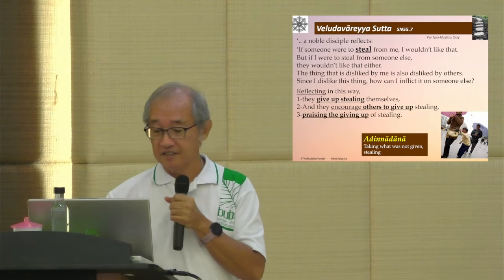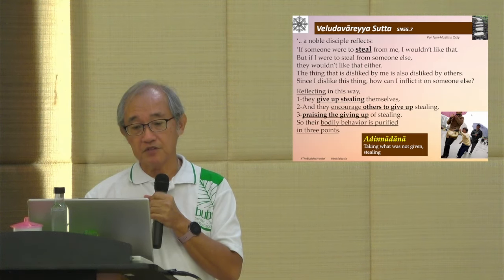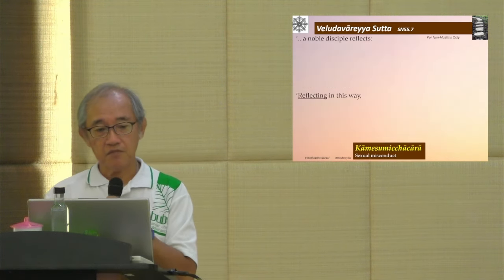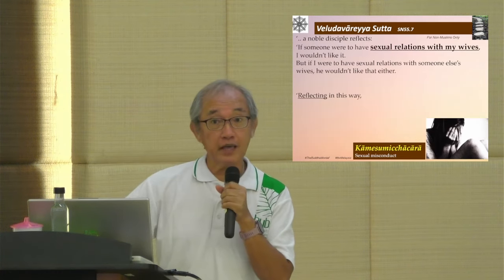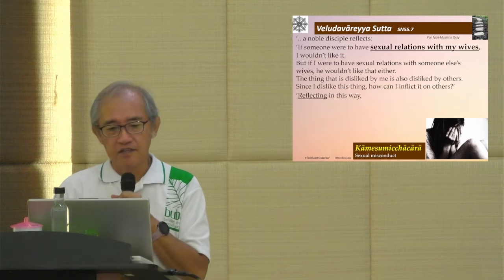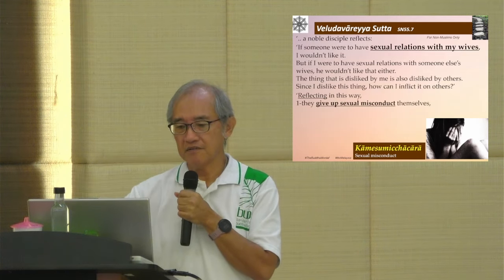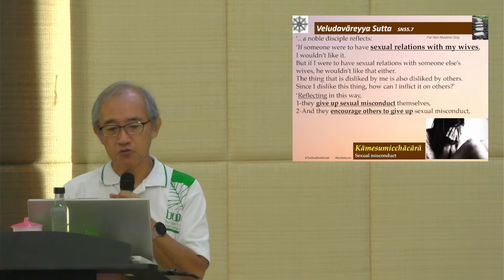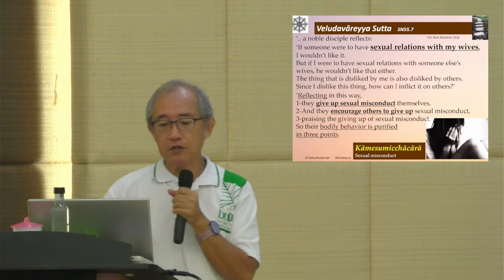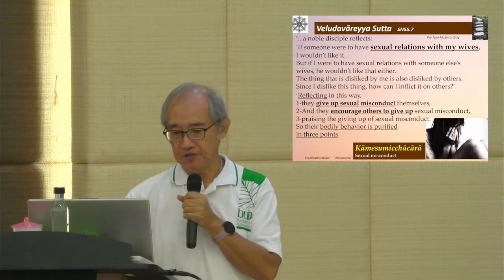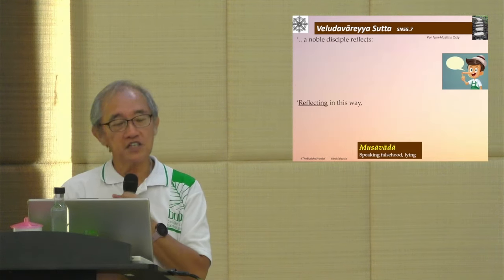Very simple, isn't it? And this goes on actually for what they call the other aspect of the precepts. They're talking about if someone were to have sexual relationships with my wife. In those days, they have polygamy, so they have wives, and so on. And reflecting in this way, they give up sexual misconduct. They encourage others to give up sexual misconduct, praising the giving up of sexual misconduct, so their bodily behavior is purified in 3 points. And then moving on, they talk about musavada.